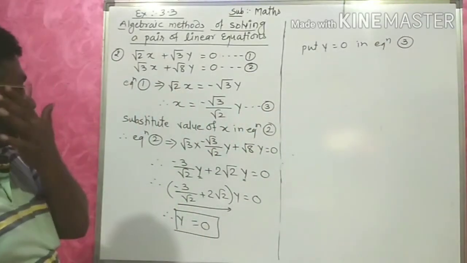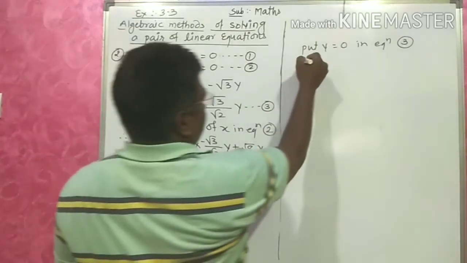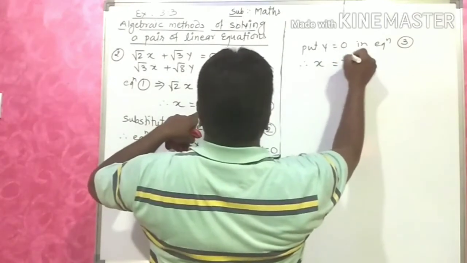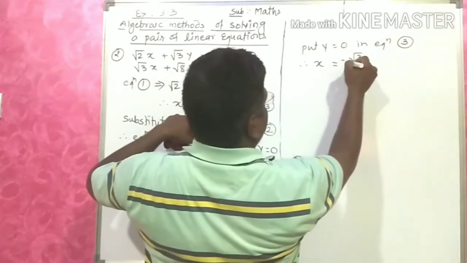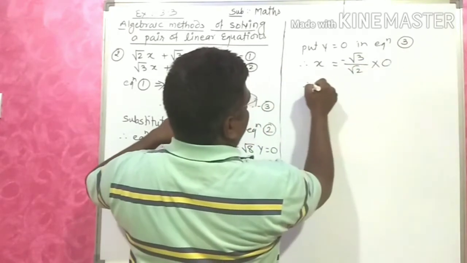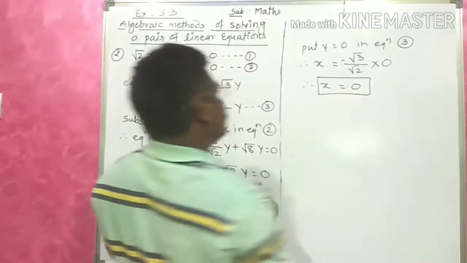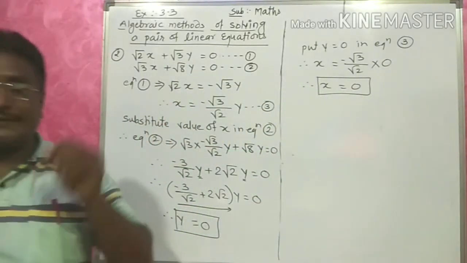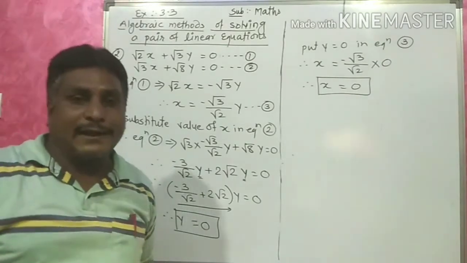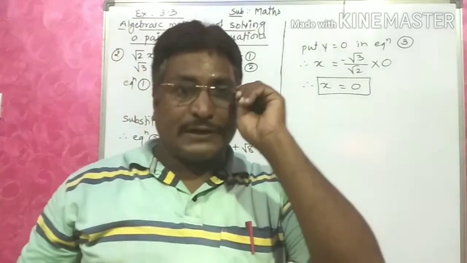In which equation? 3, because we have to find out the value of x. So therefore x equals to minus root 3 by root 2 into 0. So what will we get? x equals to 0. So what is the value of x and y? x equals to 0 and y equals to 0. Hope you understand, student, this.